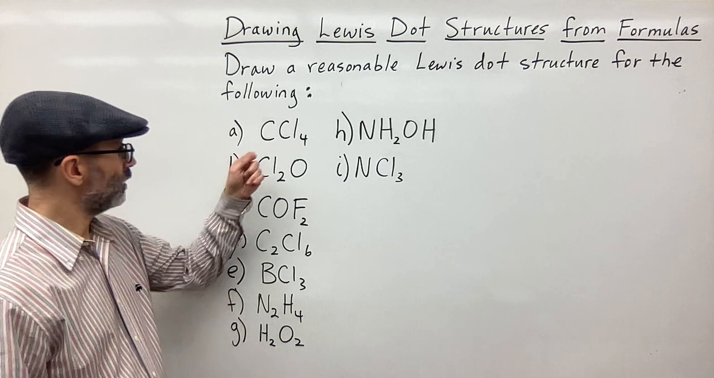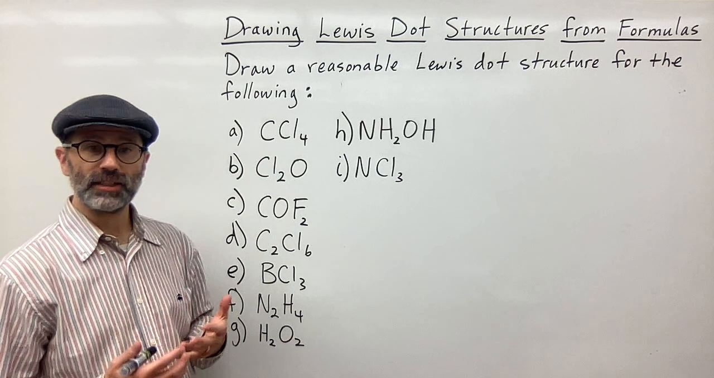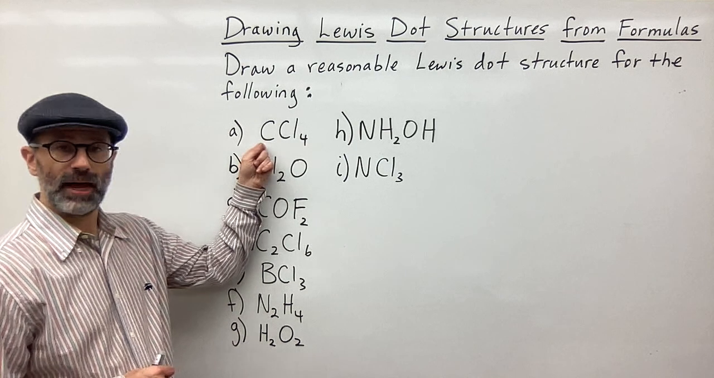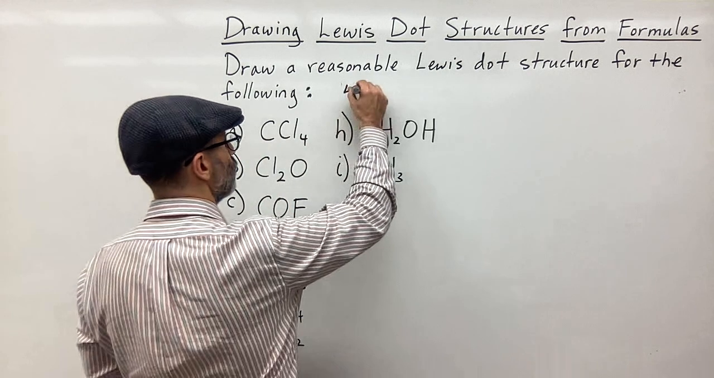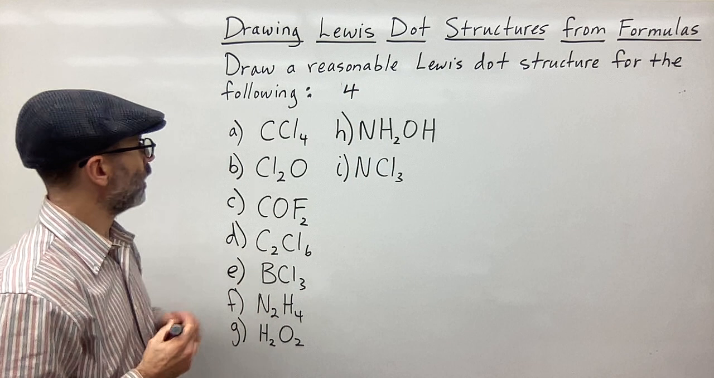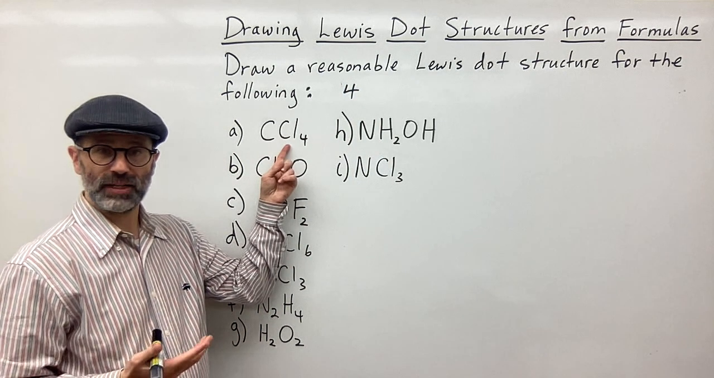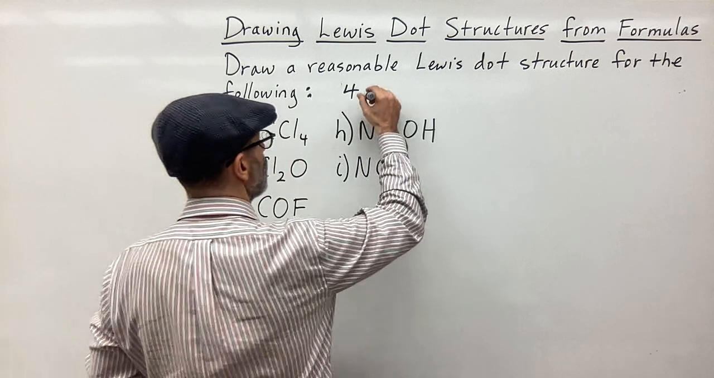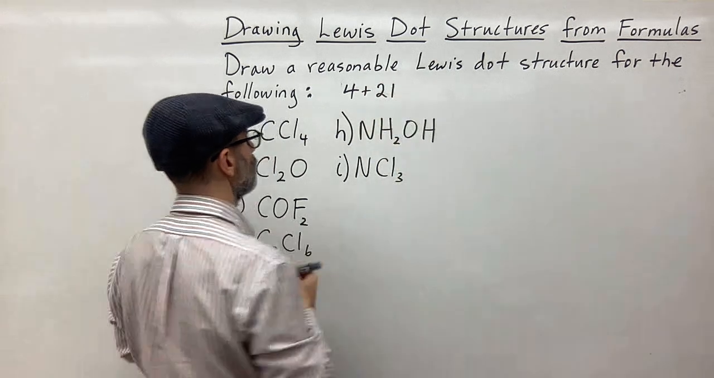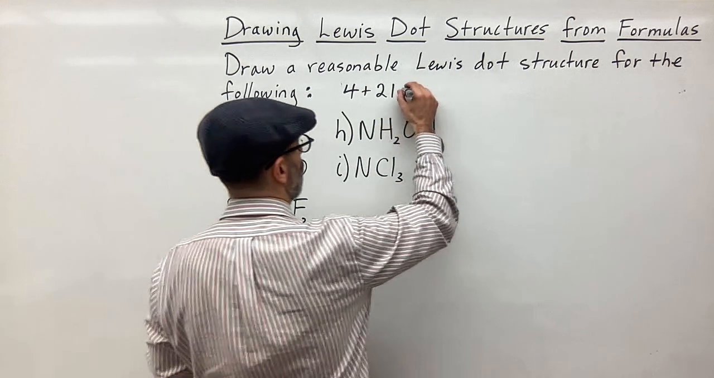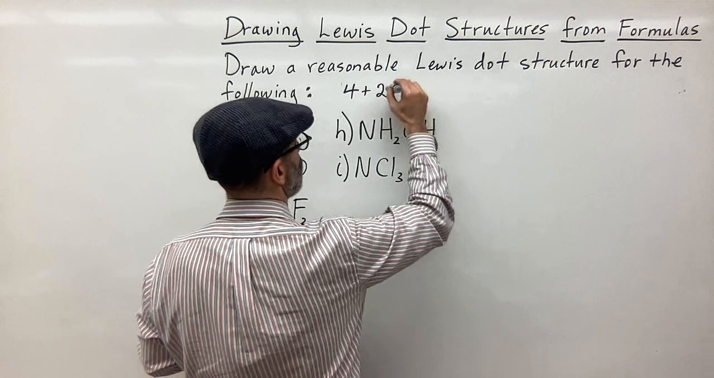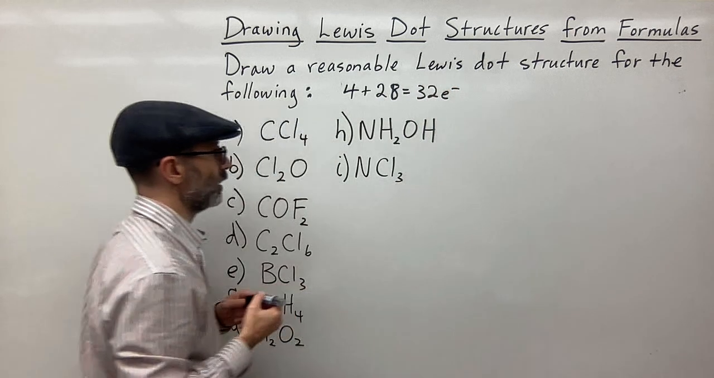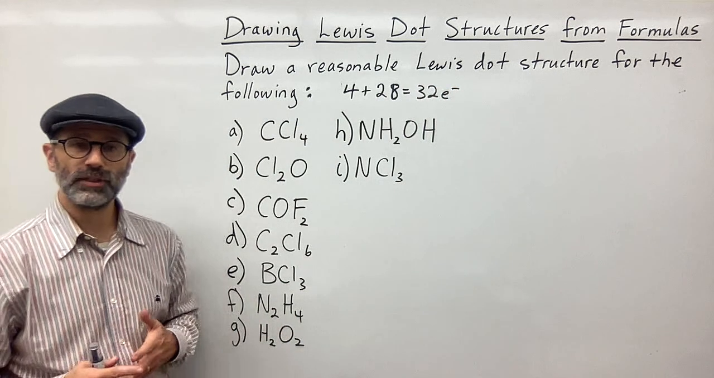So first we have CCl4. Again, the first step is to write out the number of valence electrons. So carbon has 4 valence electrons, so we're going to add 4. And then chlorine is in group 7, so it has 7 valence electrons, and we have 4 of them. So 4 times 7 is 28. And so we add those together and we get 32 electrons, valence electrons total. So that's the first step.